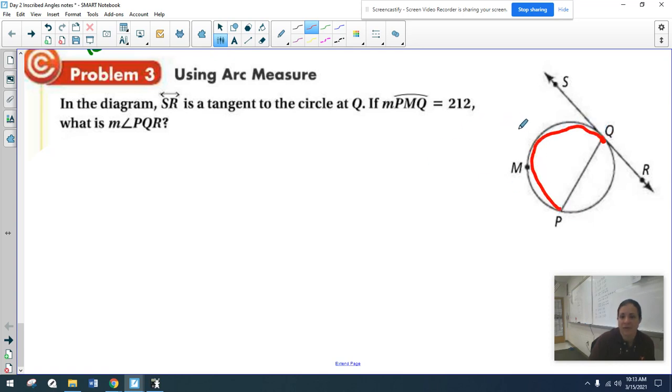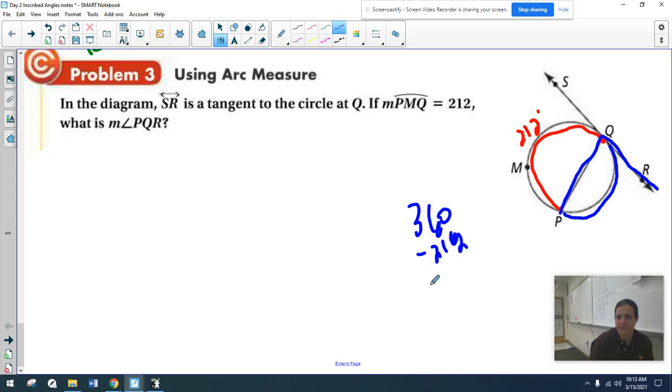A really bad one. But if that's 212, they want to know what angle PQR is. So they are wanting you to find this angle. That means I'm going to need this arc, the arc that it's connected to. So I need the full circle. This is most of it, and that's the 212. So full circle is 360. If I subtract the 212, I'm going to get 148. So this is 148 degrees.